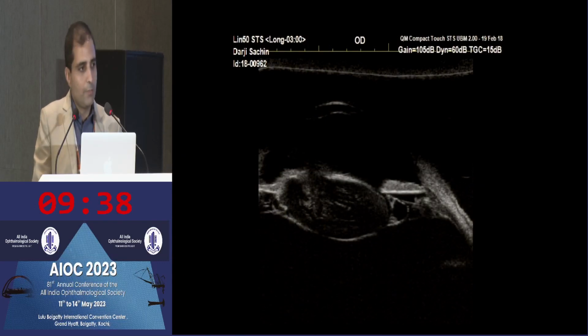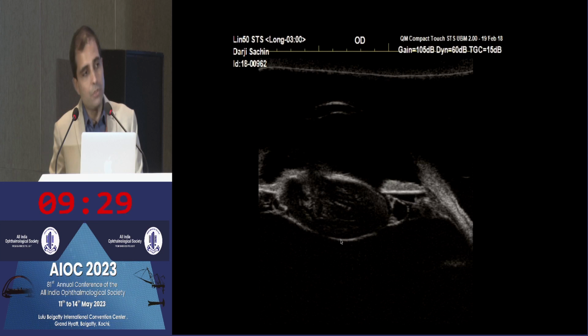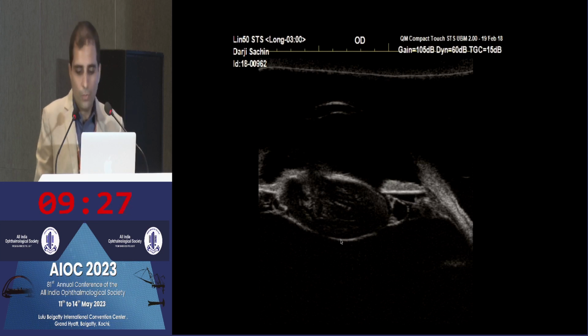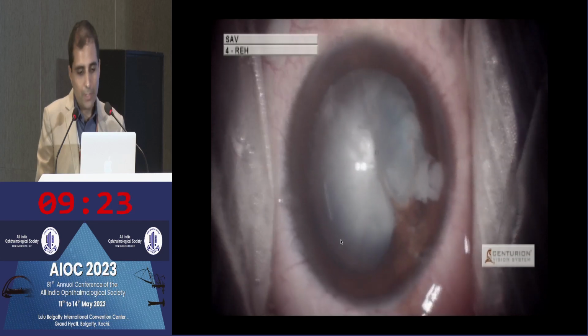It's important that, if possible, we re-evaluate these patients pre-operatively. Like in this case, we did the UBM and we found that the posterior capsule seems to be intact. So that's one piece of good news before starting the surgery. But trauma can present as a Pandora's box in any situation.